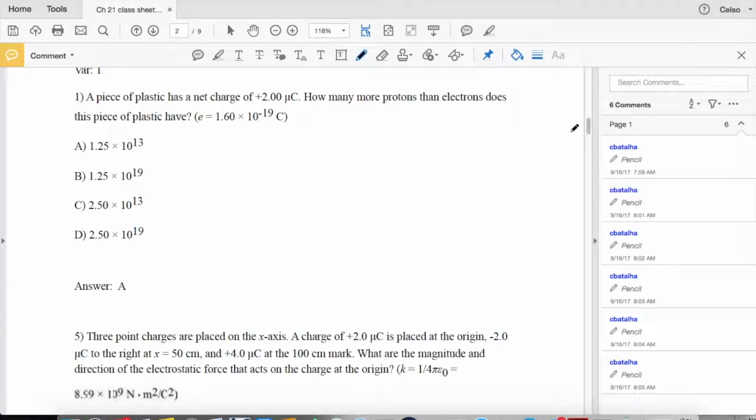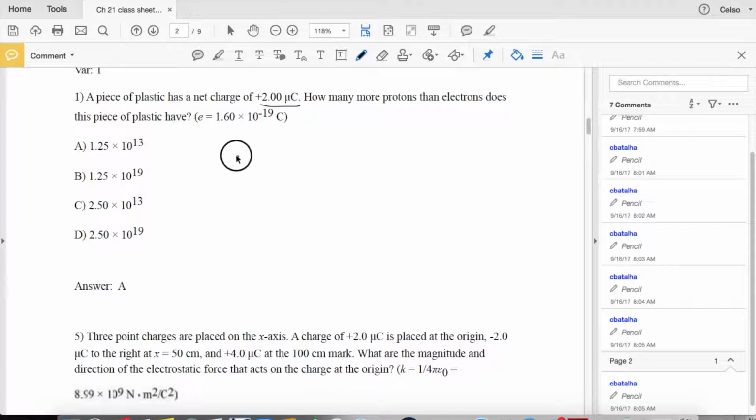A piece of plastic has a net charge Q, in microcoulombs. Okay, how many more protons than electrons does this piece of plastic have? So the charge is positive, so it has more protons, right?